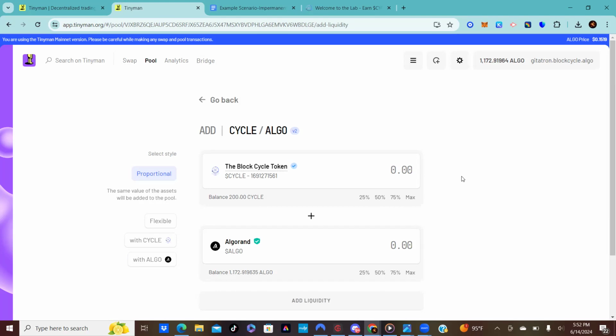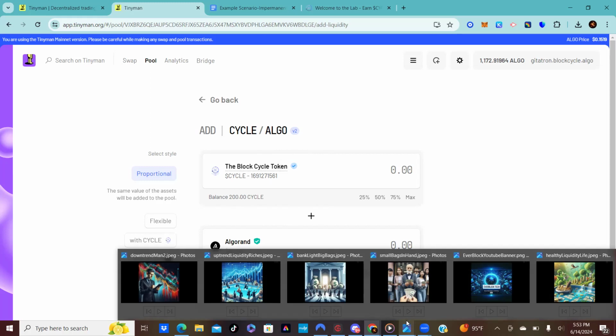Tinyman.org even offers a feature, like I said, where you can provide one-sided liquidity in USDC or Algorand or whatever pair that you want to create, actually, and it would automatically split it up, okay? Now, the disadvantages are that it requires holding both types of assets, which may not be convenient for all users, okay? All right. So balanced liquidity provision is crucial for a healthy ecosystem.